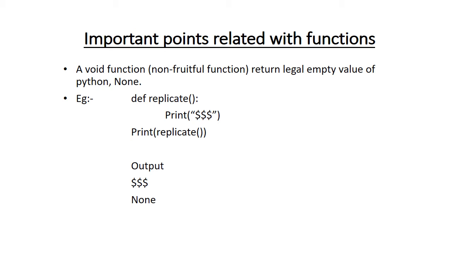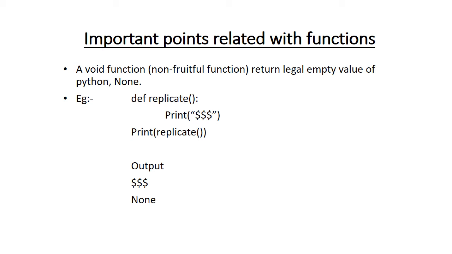An example is given below. You can see that a function called replicate is defined to print $3. Below that is the main program. In that main program only one statement is there, that is print(replicate()). It's not just replicate but print replicate. Actually only replicate is needed, but here it is written print replicate. And now we can see the output.